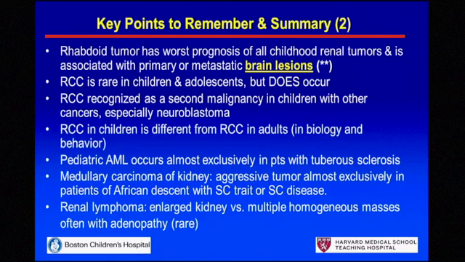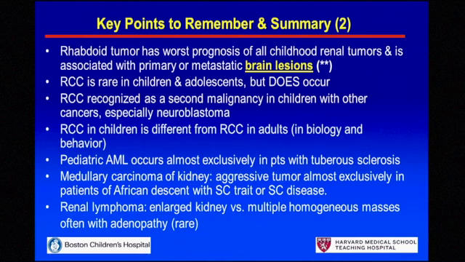Rhabdoid tumor has the worst prognosis of all childhood renal tumors and is associated with primary or metastatic brain lesions. This is the second condition where the kidneys might also show evidence for medullary nephrocalcinosis in the hypercalcemic forms. Renal cell carcinoma is rare in children and adolescents, but does occur. RCC may actually be a second malignancy in children with other cancers, particularly neuroblastoma. RCC in children behaves differently than it does in adults, both in biology and behavior.